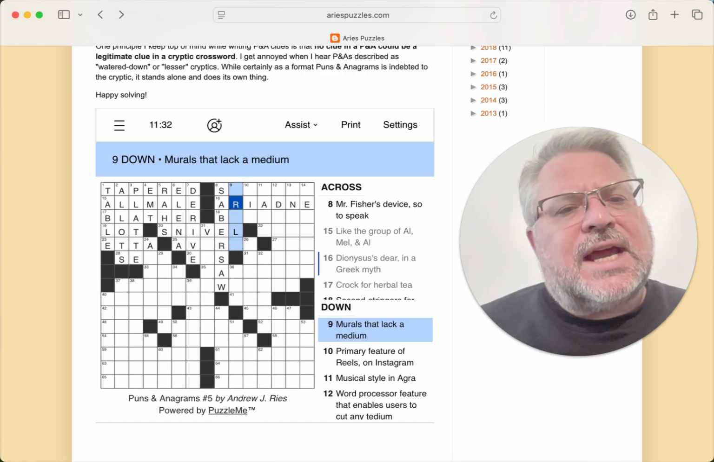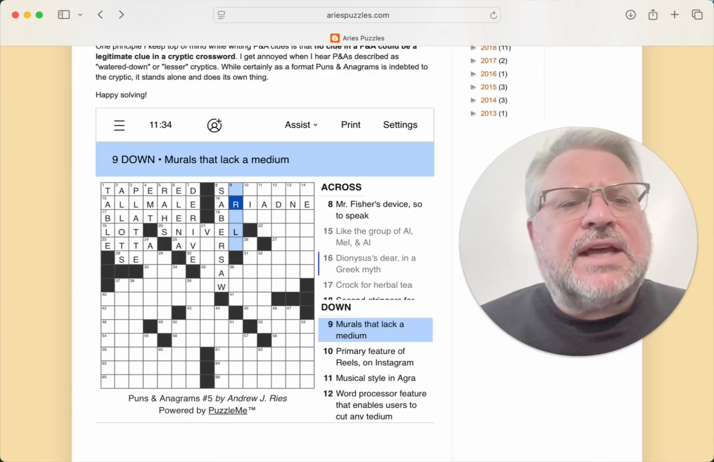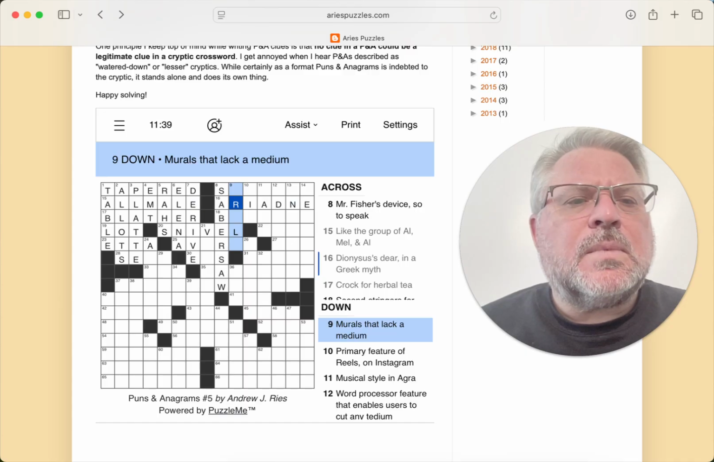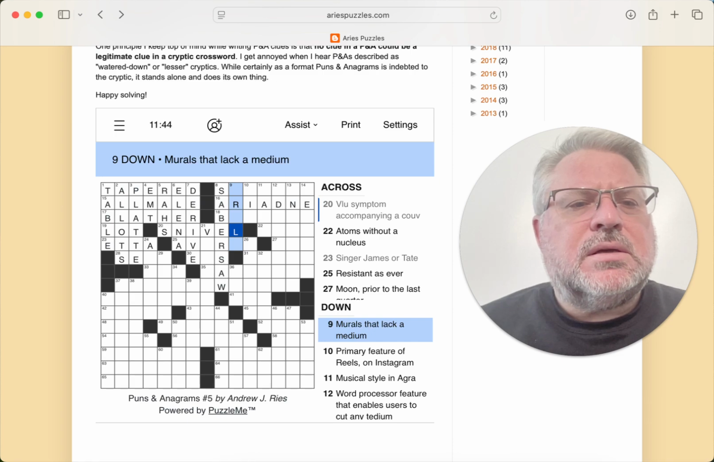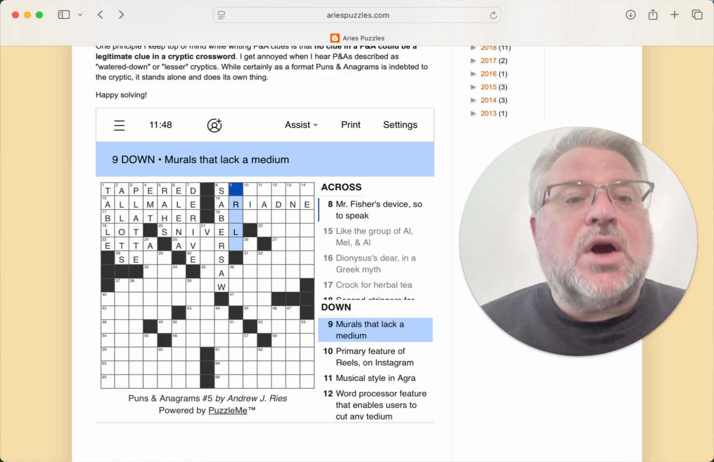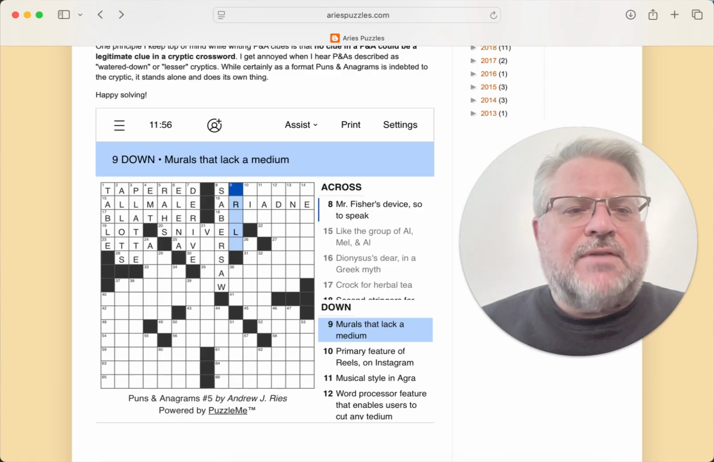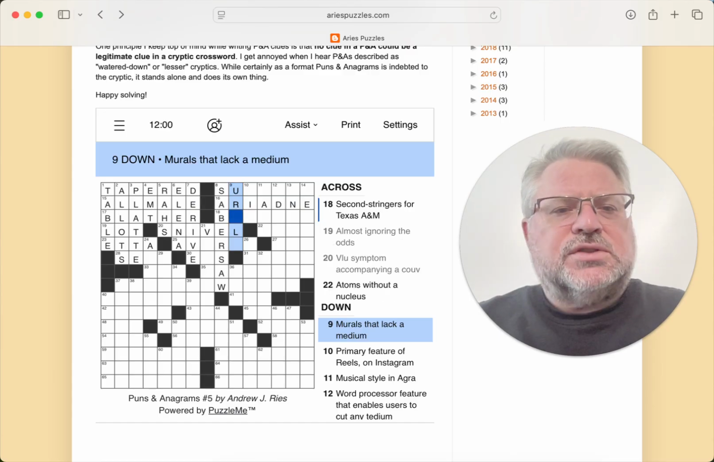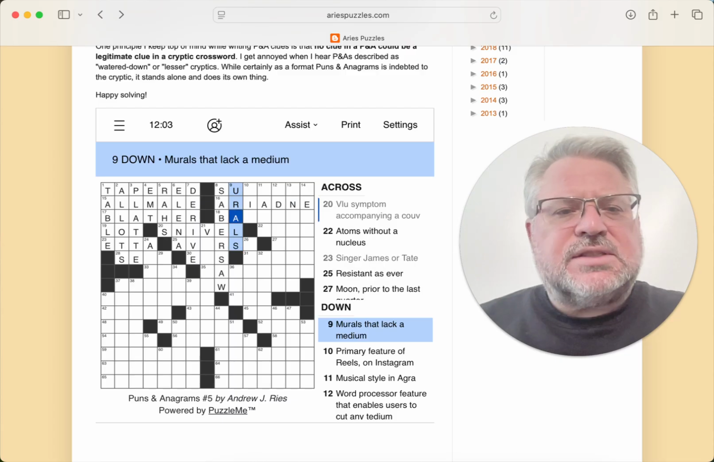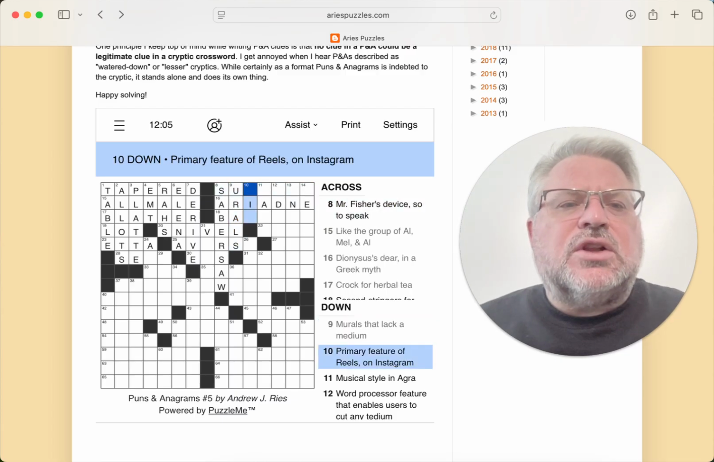9 down is murals that lack a medium. So maybe if we take out the middle letter of murals, or no, I'm not sure what's going on there. Murals. Urals? Oh, medium can be the size, or M can be the size medium of a shirt. A medium-sized shirt would have an M on it, on the tag. So we lack M here, and we get Urals, which is a mountain range. So again, not suggested by anything in the clue, but I think that's right.